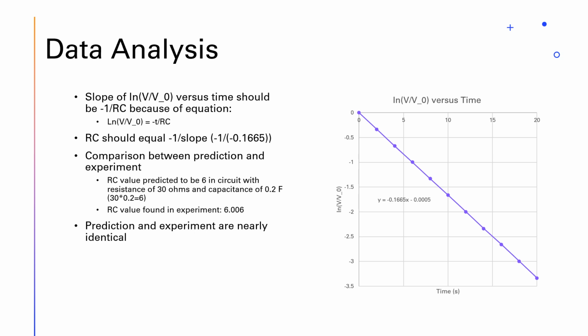For the comparison between the prediction and the experiment, the RC value is predicted to be 6 in the circuit, and the RC value that was actually found from the slope was 6.006, which is incredibly close.